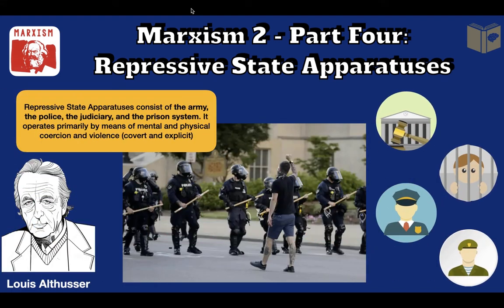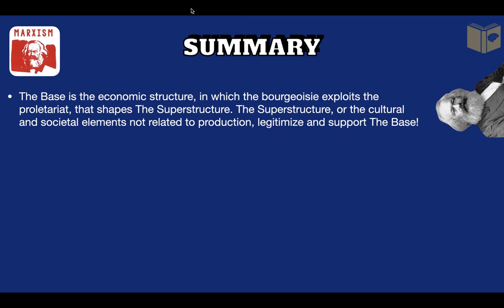So again, this includes the court of law, the judiciary system, the prison system, locking people up, the police out on the streets enforcing such laws, and the military, the violent arm of the government. These things, others have said, work with ISAs to make sure the status quo continues to be maintained. So let's just review a quick summary. The base is the economic structure in which the bourgeoisie exploits the proletariat and it shapes the superstructure on top. The superstructure, or the cultural and societal elements not related to the production, then legitimize the base.